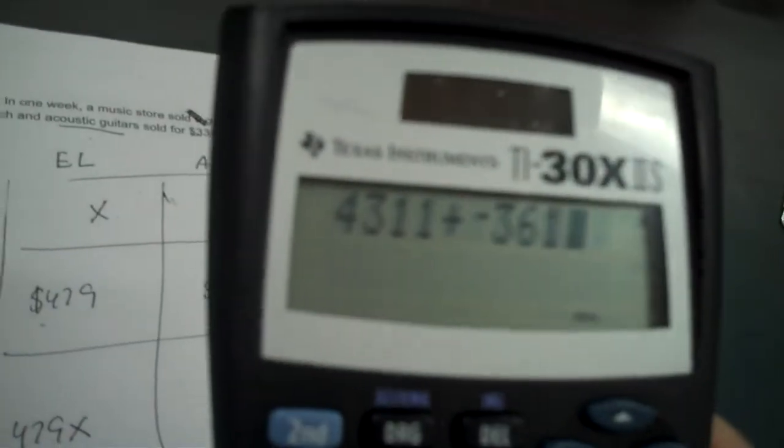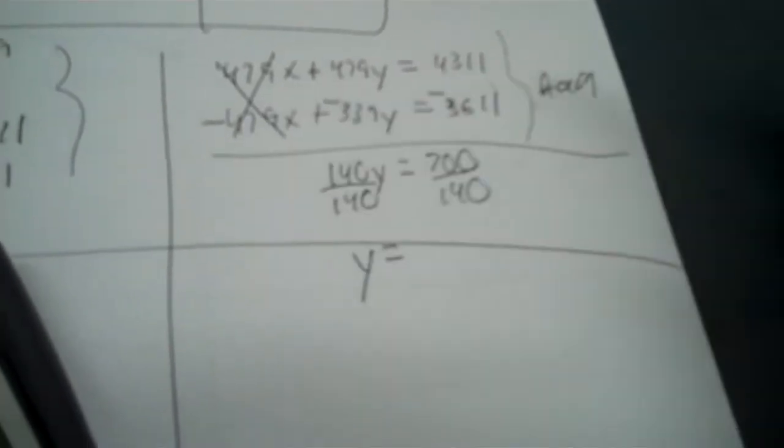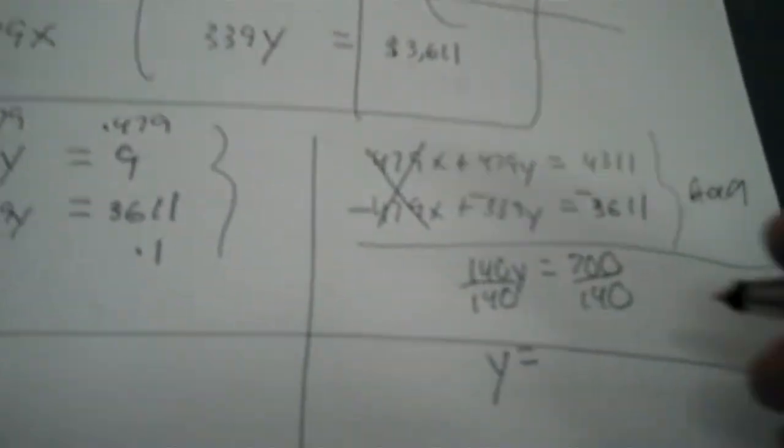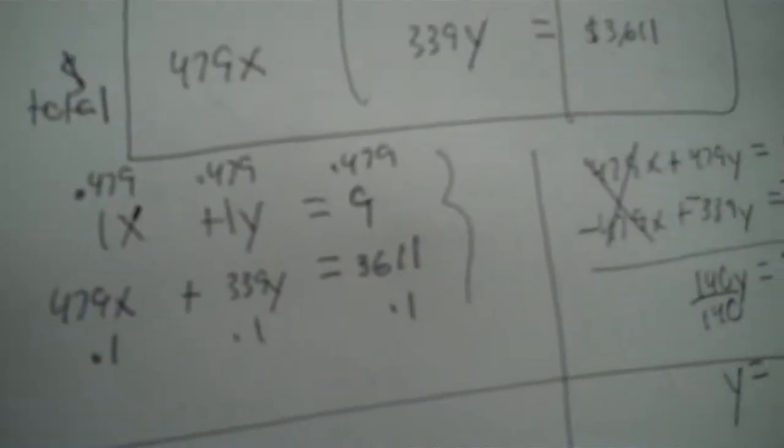Then over here we got 4,311 plus negative 3,611. That's 700. So now we divide both sides by 140. And 700 divided by 140 is a beautiful answer, okay? If I could get it punched in right, it would be. That's 5, okay? So 5 is one of these answers. Which one? Well, here's Y. That's how many acoustic.